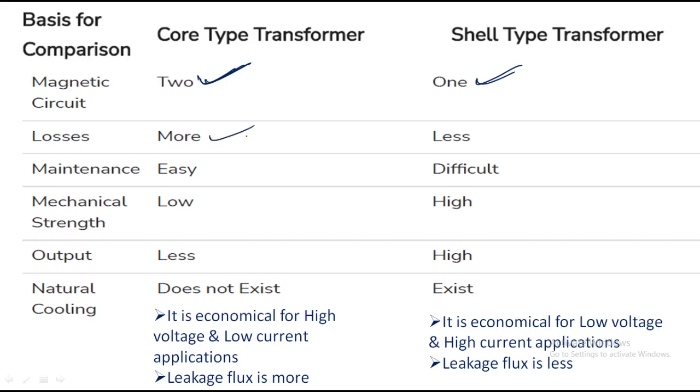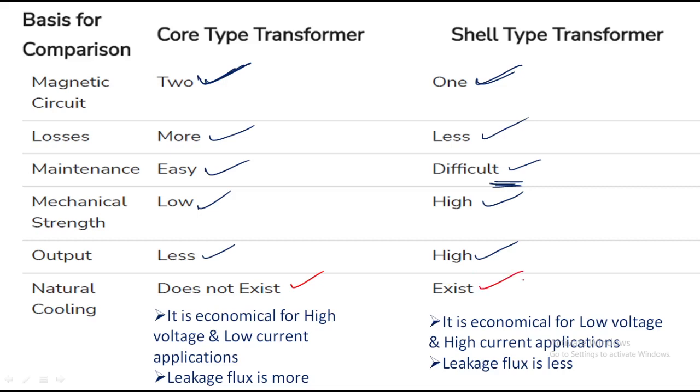Losses: obviously the core type has more losses, the shell type has fewer losses. Maintenance is easy for the core type. For the shell type transformer it is difficult. Why is it difficult? Because we are providing the winding in the central limb only, so in order to access the winding, we have to open the shell type transformer, because the core surrounds the winding. That's why maintenance is very difficult for the shell type transformer. Mechanical strength is low for the core type and high for the shell type, and output is less for the core type and high for the shell type.